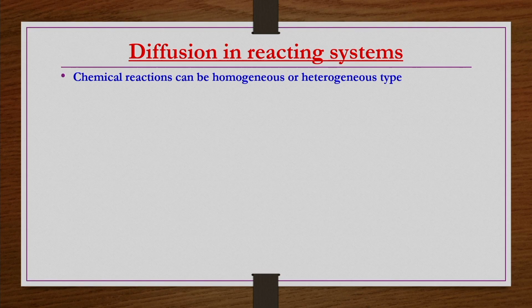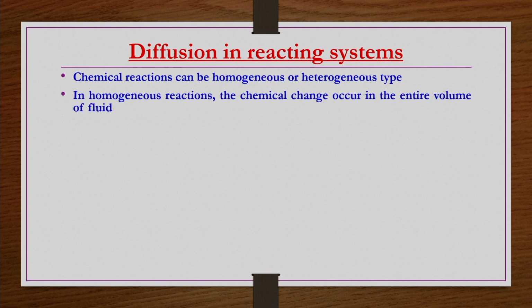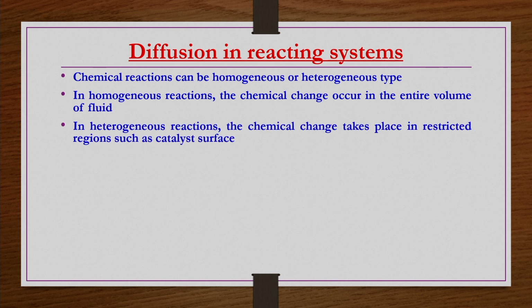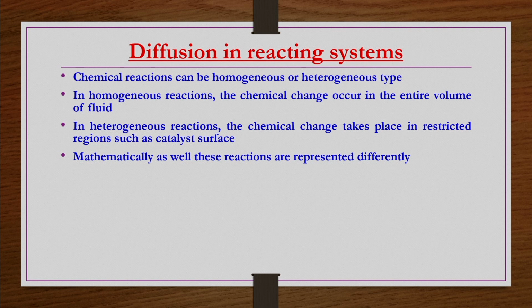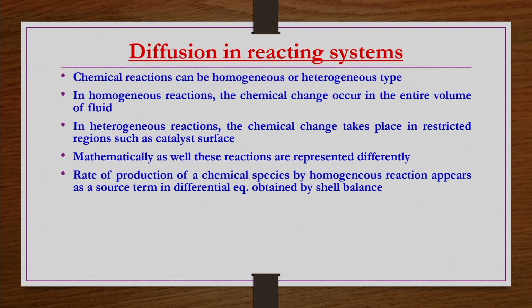So, chemical reactions can be homogeneous or heterogeneous. In homogeneous reactions, the chemical change occurs in the entire volume of the fluid. In heterogeneous reactions, the chemical change takes place in restricted regions such as the catalyst surface. Mathematically as well, these reactions are represented differently, because one is taking place in the entire volume, another one is taking place only at specified locations. Okay. So, the rate of production of a chemical species by homogeneous reaction appears as a source term in the differential equation obtained by the shell balance, that is also we are going to see.